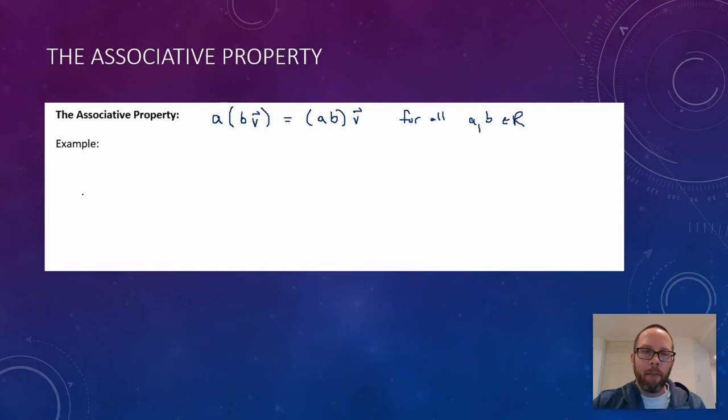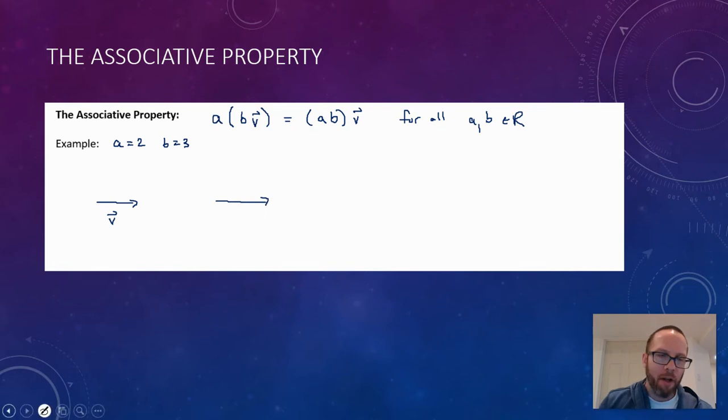So here's an example of that. I'm not going to make this too big so I can fit this all on my page. So let's say that's V. And then let's say that scalar A is 2 and scalar B is 3. Okay. So I'm going to draw 3 times vector V.